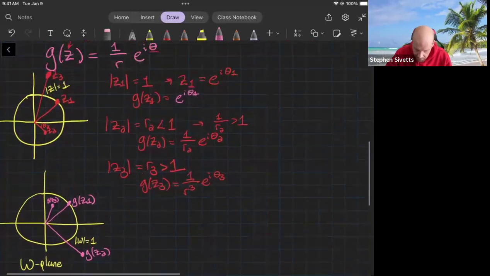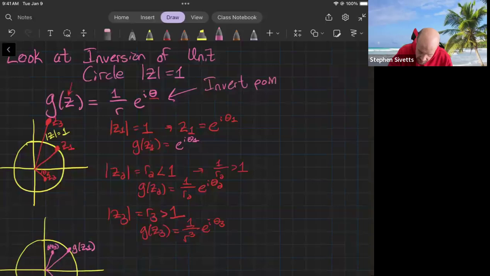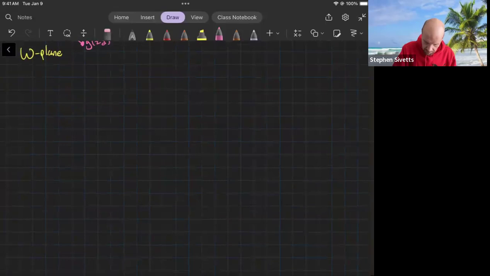So this function, g of z, will invert points with respect to the unit circle, depending on how big the radius is for different points on the complex plane. There's also going to be the complex conjugate.